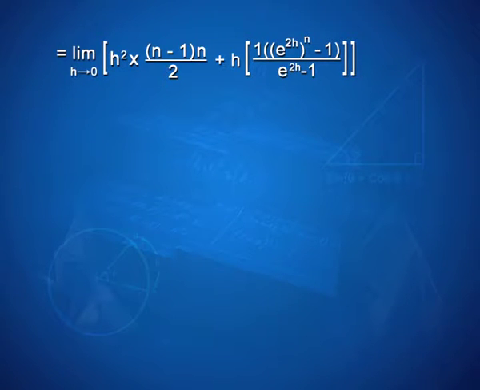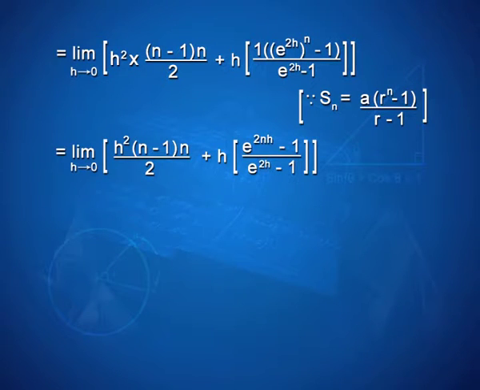Limit h tends to 0, h square into (n minus 1) into n upon 2, plus h into 1 into (e to the power 2h) whole raised to n minus 1 upon e to the power 2h minus 1, since S n is equal to a into r raised to n minus 1 upon r minus 1. That is equal to limit h tends to 0, h square into (n minus 1) into n upon 2, plus h into e to the power 2nh minus 1 upon e to the power 2h minus 1.